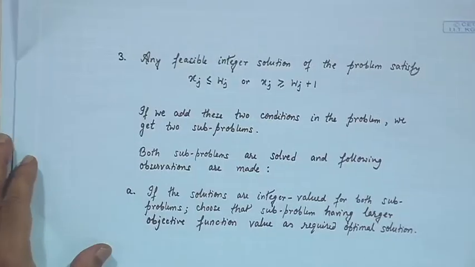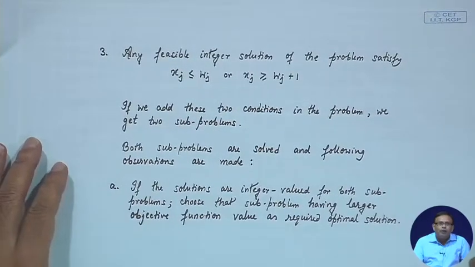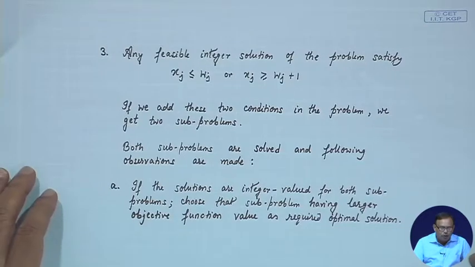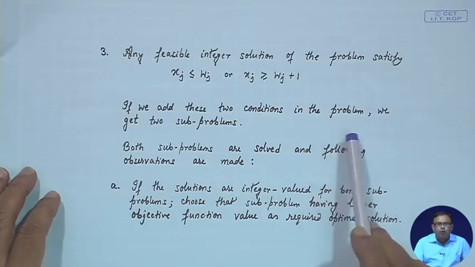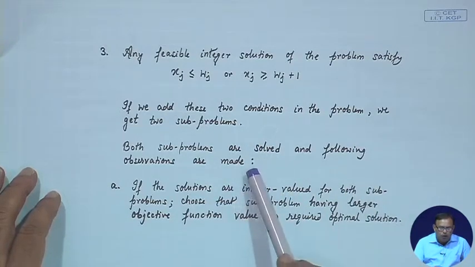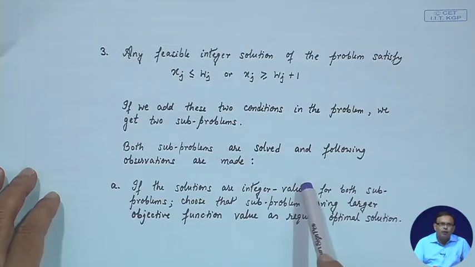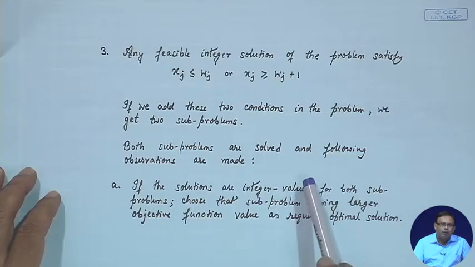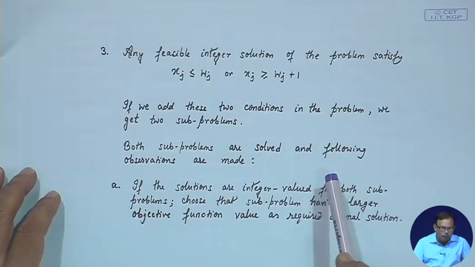Then, in step 3, any feasible integer solution of the problem will satisfy either xj less than or equal to wj, or xj greater than or equal to wj plus 1. If we add these two conditions to the problem, we obtain two subproblems. Both subproblems have to be solved, and the following observations can be made.